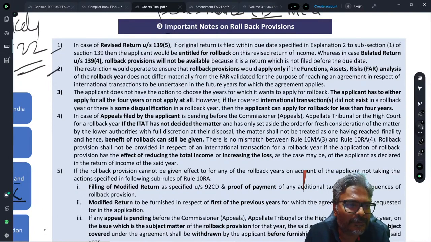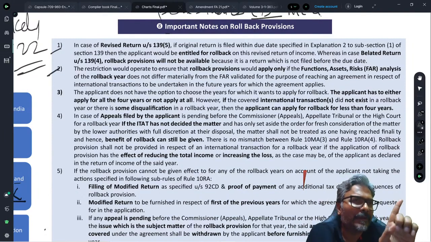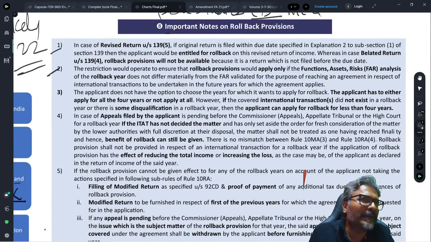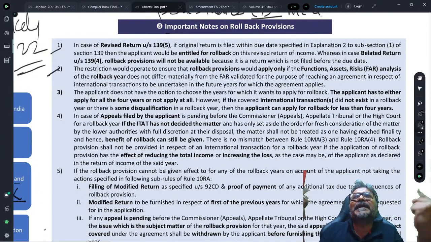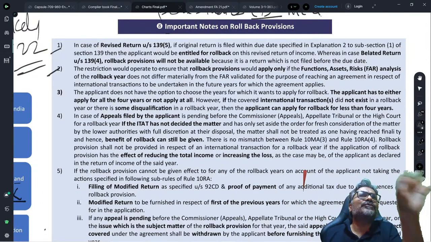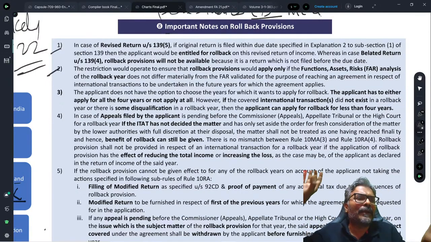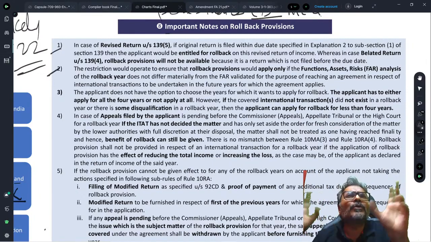Didn't I discuss with all of you this particular point? Yes, so I've already told you. So the transaction, students, should be the same. Only then the rollback is possible of the APA that you have taken for the future year. What is the criteria of similarity? How do we know that these two transactions are the same? We are comparing apple with apple and not apple with oranges. How do we know that?